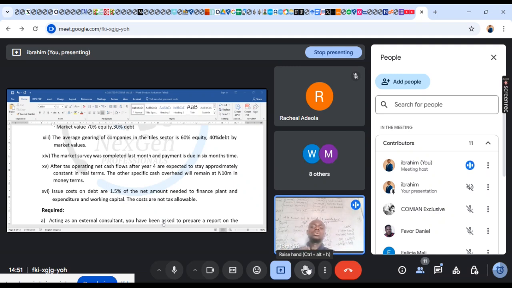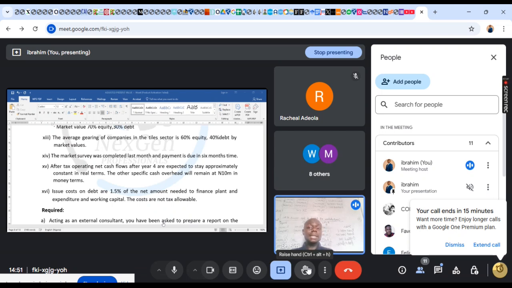So issue costs on debt are 15% of the net amount needed to finance plant expenditure and working capital. So what is the total amount that you will use to finance both plant and working capital? Don't forget, the plant is 750 million, the working capital is 50 million, that is 800 million.